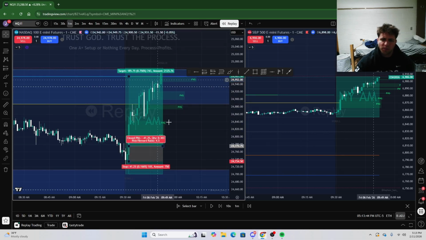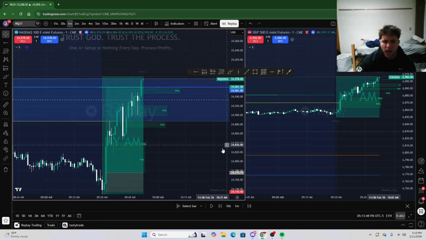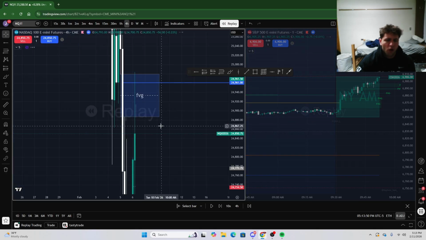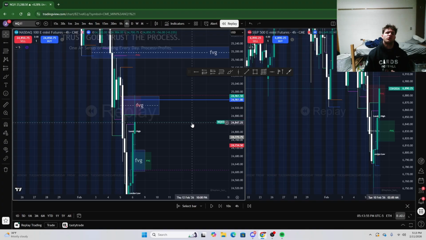So absolutely beautiful, right? But let's also talk about this. Okay, our draws on liquidity have been hit for longs, for bullish longs, right? We hit the unfilled 4-hour, and like I said, great draws on liquidity are unfilled gaps, highs, lows, intermediate highs and lows. Those are what you're looking for.